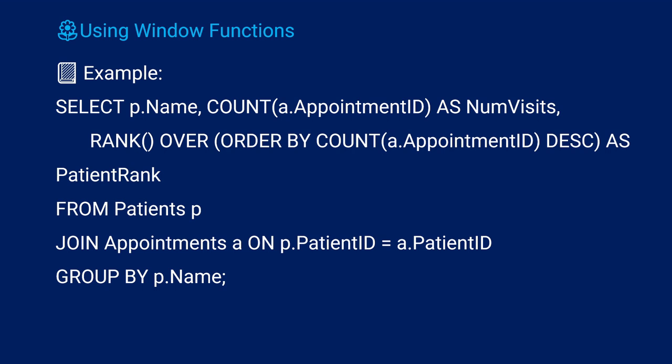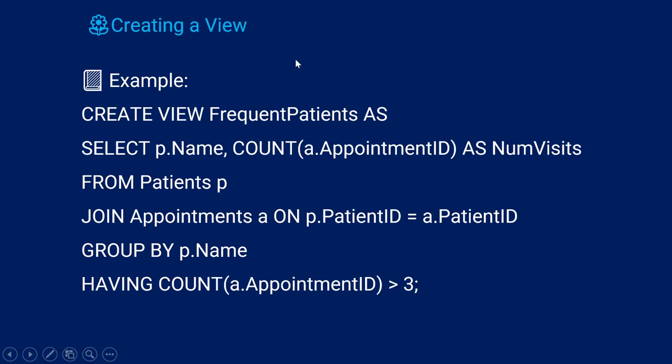Window functions let us rank patients by number of visits. This query calculates total visits per patient and assigns ranks. We can save queries as views. This view lists frequent patients who visited more than 3 times.